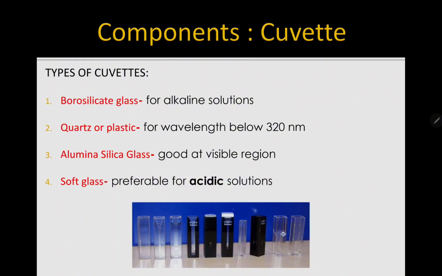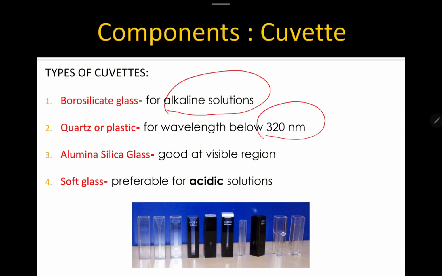We have the borosilicate glass, quartz, alumina silica glass, and soft glass. Remember these are the different things to remember about these cuvettes. Borosilicate glass is for alkaline solution. Quartz or plastic cuvettes are for wavelength below 320 nanometers. Alumina silica glass is good in the visible region. And soft glass is preferable for acidic solution.